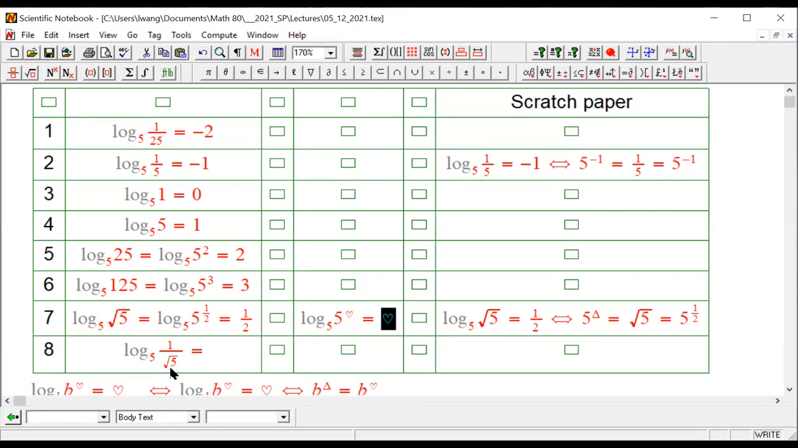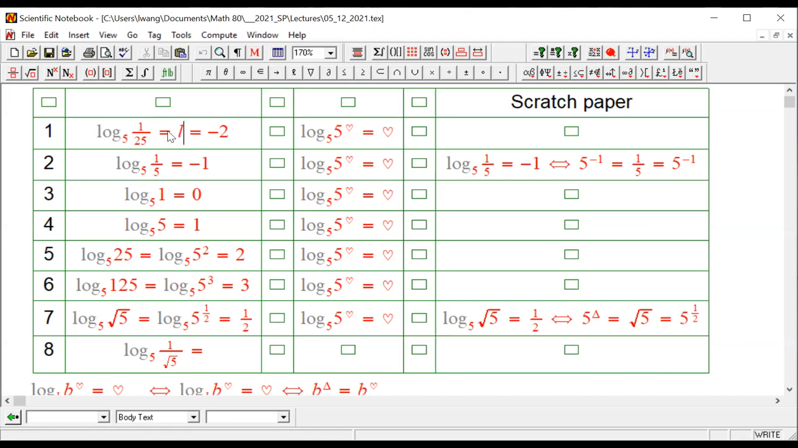You guys see that? So now let's work on number 8. All of these can be done by using this shortcut besides using the definition. If you want a shortcut, this is the shortcut. We worked so hard to make that shortcut, didn't we?